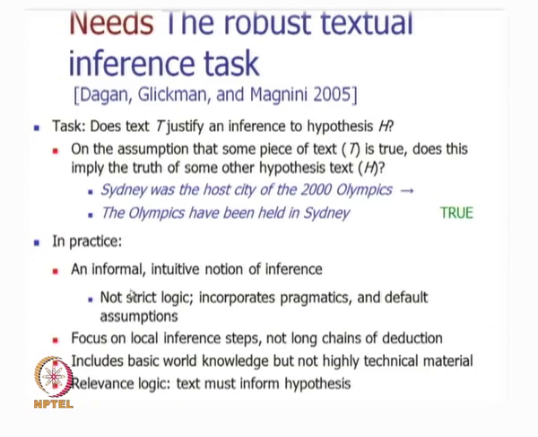So, in practice an informal intuitive notion of inferencing is used, which is strictly not based on logic. It incorporates pragmatics and default assumption. The focus is on local inferencing steps, not long chains of deduction. Includes basic word knowledge, but not highly technical material. Relevance logic is used. Text must inform hypothesis.